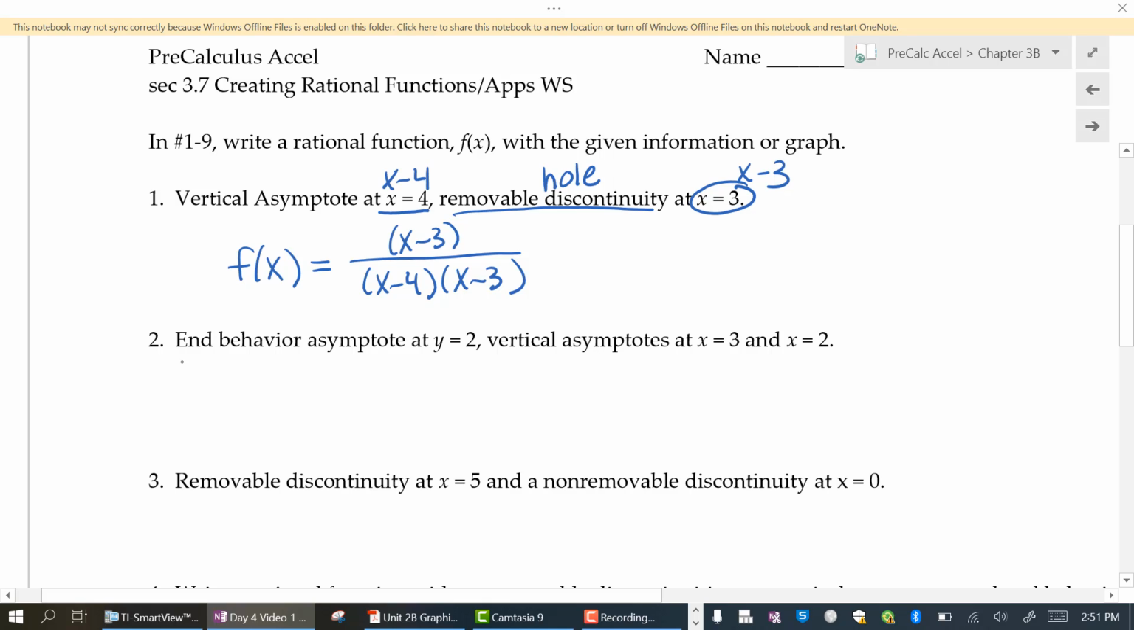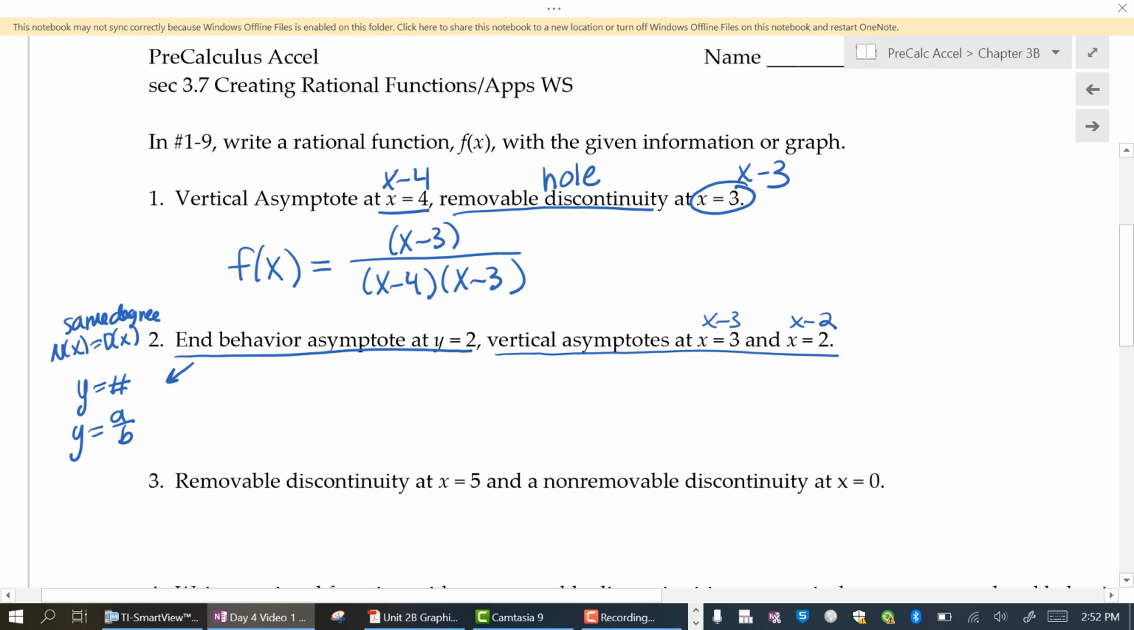In number 2, they talk about my end behavior asymptote is at y equals 2. Since my end behavior asymptote is at y equals a number, meaning it's the ratio of my leading coefficients, this means that my numerator and my denominator have the same degree. I also have vertical asymptotes at 3 and at 2. So I know that my denominator will have x minus 3 and x minus 2 to illustrate those vertical asymptotes.